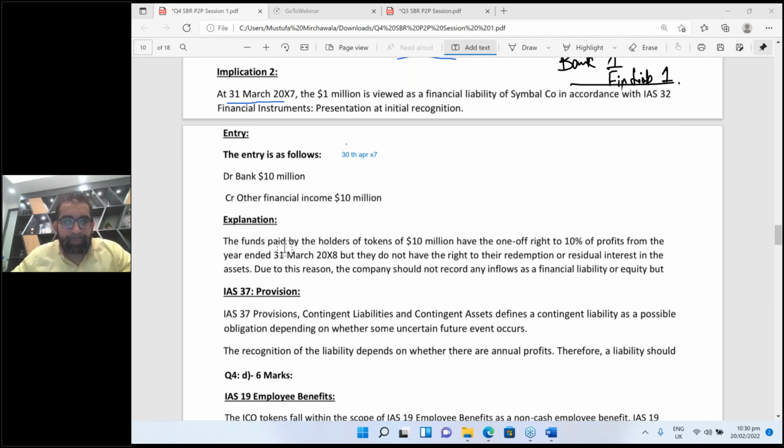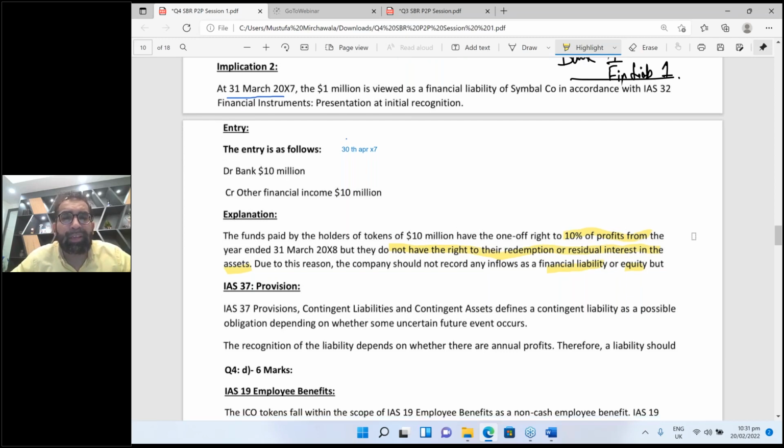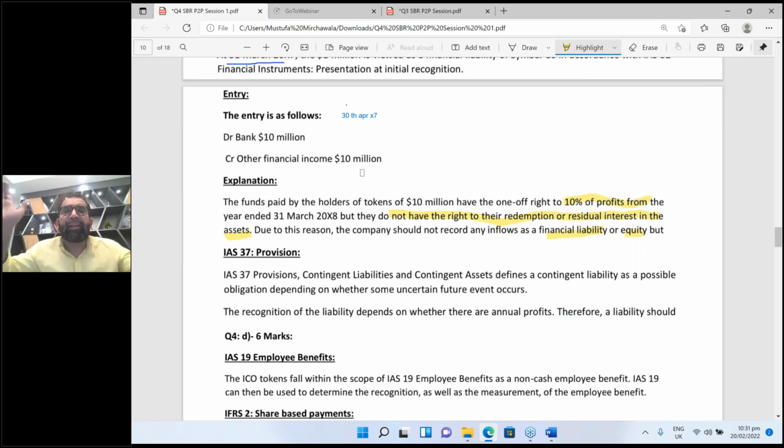The funds paid by shareholders of token, 10 million, have one-off rights for this 10% profit for the year ended 31st March X8, but they do not have the right to redemption or residual interest in the assets. Due to this reason, the company should not record the inflows as a financial liability or equity, but should record them as income. That's why I make the entry bank debit and financial income credit, because there was no obligation and there was no equity rights.